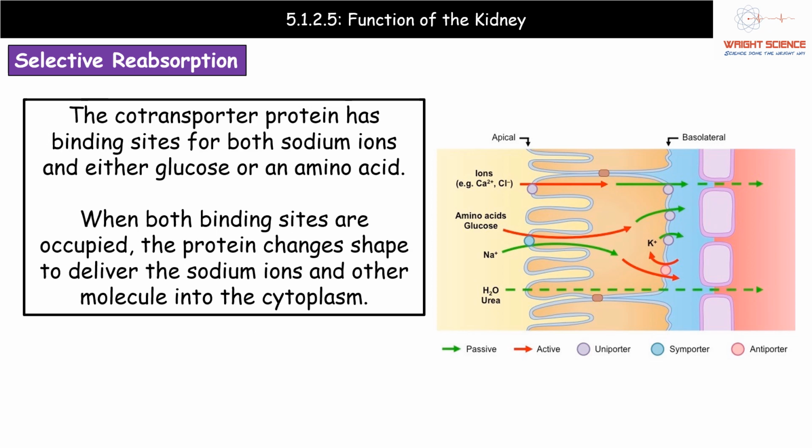The way in which this co-transporter protein is going to work then is that it actually has binding sites for those two substances, the sodium ions and either glucose or an amino acid. So when we actually have both of those binding sites occupied, then the protein is going to change shape. And as a result of that change of shape, it's going to then deliver those sodium ions and the amino acid or the glucose to the cytoplasm of the cell. So it's purely relying on that change of shape of the protein to then move those substances inside.